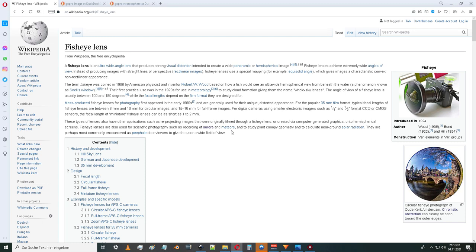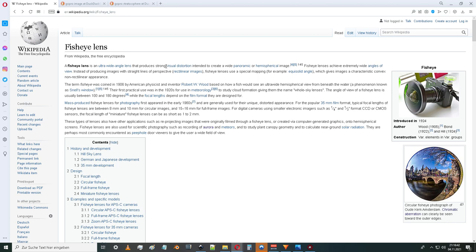And when we talk about fisheye lenses, I thought, let's go to my best friend Wikipedia, the hoard of knowledge, the space where you find everything you need to view the world in a new light. Let's see what they say. Fisheye lens, an ultra wide angle lens. Okay, so it seems mostly to be used for doing wide angle images. Interesting.